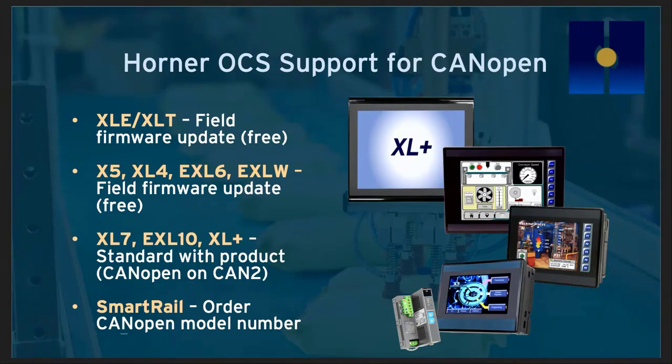So you go to our website, you go to our firmware download page, and you'll find that for all the products that support CANopen, you have your choice between the CScan firmware or the CANopen firmware. Now, if you're using a dual CAN port model, like an XL7, EXL10, or XL Plus, then the standard firmware supports CANopen selectable on the second CAN port. And with SmartRail, if you need CANopen support, you just order the CANopen version of SmartRail from the factory through the part number.